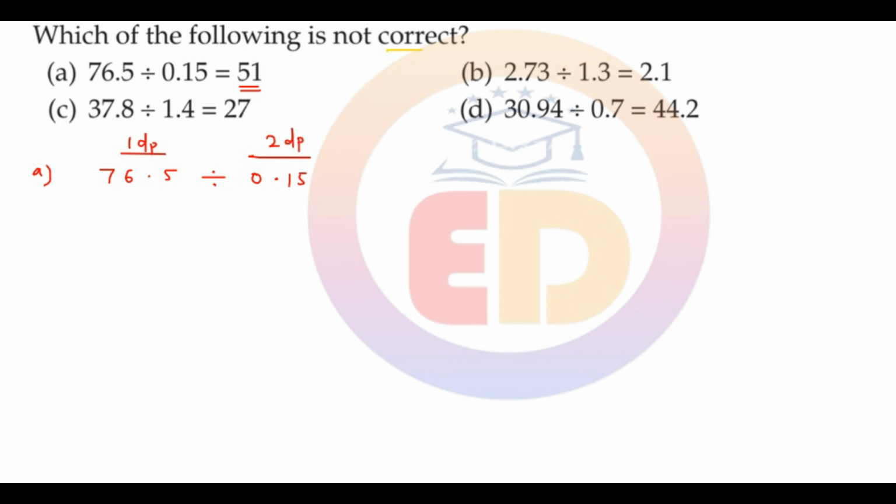Let's first of all write down without the decimal point. This will be 765 upon 10 divided by 15 upon 100. When we divide them, this will become 765 upon 10. Convert the division sign to multiplication, and the fraction after the division symbol will become reciprocal. It will be 100 upon 15.